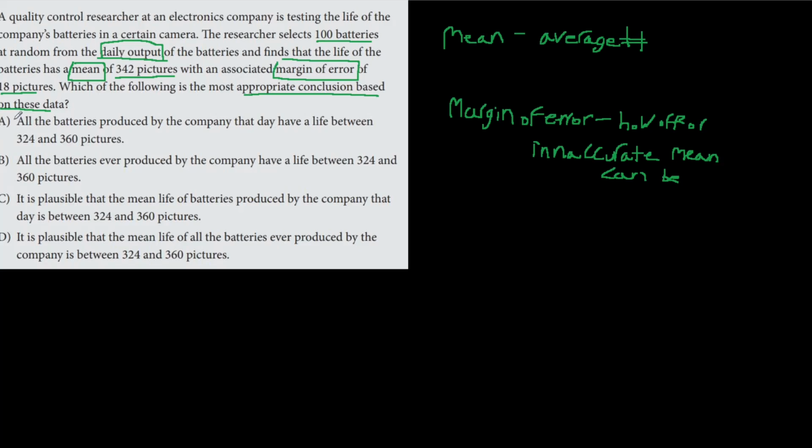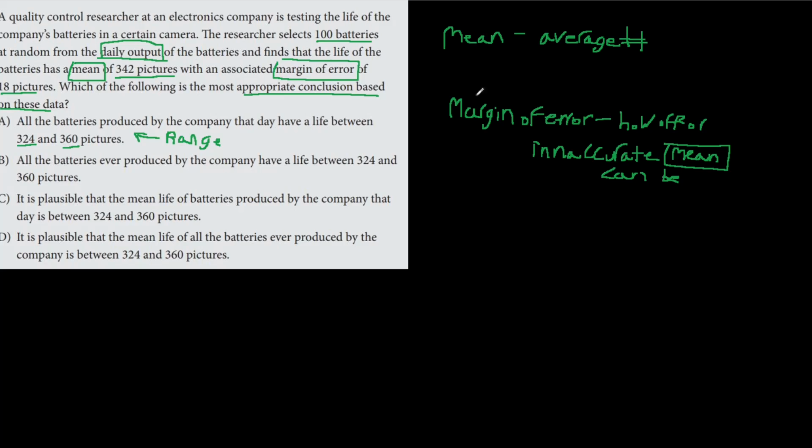So let's look at A. All the batteries produced by the company that day have a life between 324 and 360 pictures, right? So we can't really say this is correct, because what this describes is something called a range, right? We only know the average, and that the margin of error is 18 pictures, and the margin of error still describes the mean, right? So this mean could be off by 18 pictures.